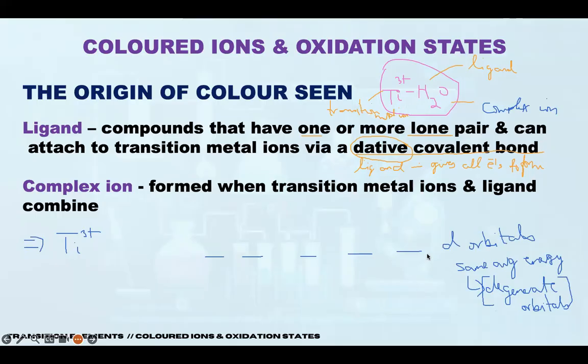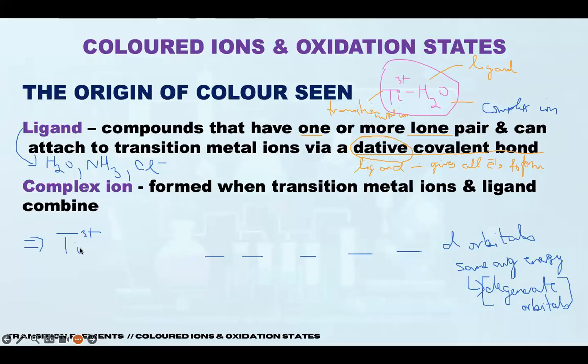Now here's where it gets interesting. When we have a ligand, let me give you some other examples of ligands that we're going to encounter throughout this section. Water is a ligand. Ammonia is a ligand. The chloride ion is also another ligand. And then there are a bunch of other ones that we'll talk about. But for now, let's just think of water, ammonia, and chloride ions.